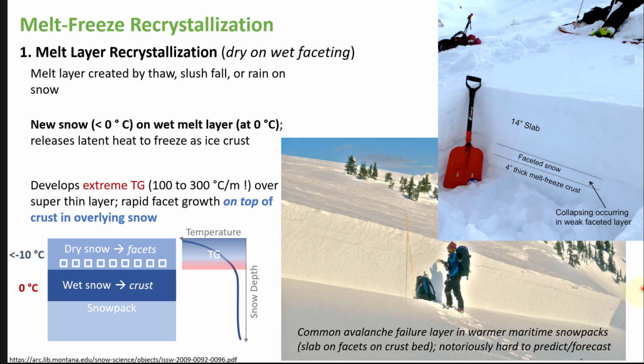The problem with this snowpack stratigraphy is it's a common avalanche failure layer, especially in warmer maritime snowpacks, where you have the propensity for 0 degree wet snow layers, meaning you have a warmer coastal environment, and you can have rain that falls, especially in the spring. And these can be particularly onerous to predict and to forecast.